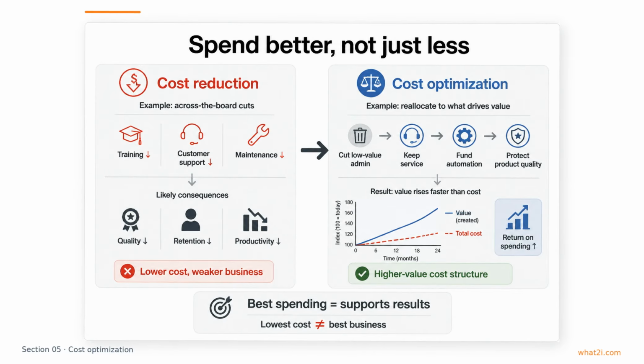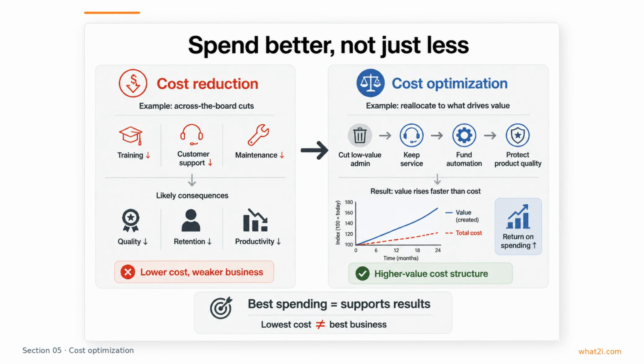Traditional cost reduction asks where expenses can be cut. Cost optimization asks which spending actually creates value and which spending does not. That distinction matters because some cuts lower quality, hurt customer retention, or reduce productivity. A business can become cheaper and weaker at the same time. The real objective is the highest value cost structure, where each important dollar of spending earns its place.